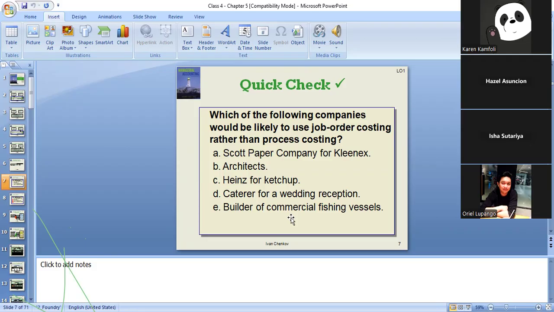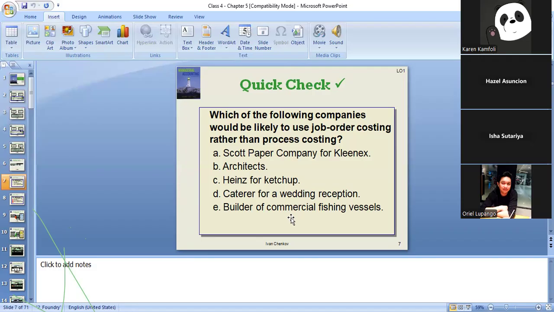Process, right? Because they're just producing ketchup, that's all. How about the caterer for the wedding reception? Process? Job order. Job order, right? Because one customer comes, I want a wedding for 20 people. The other one, I want a wedding for 500 people. The third one is going to come and I want a wedding only for 2 people.